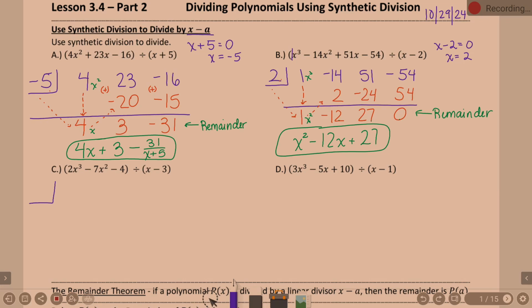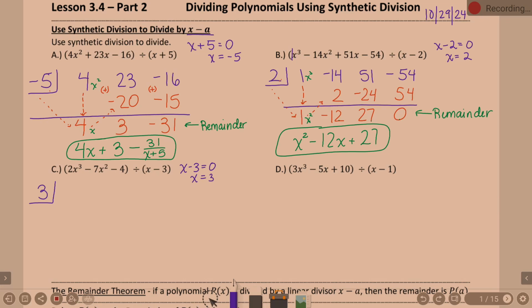What goes in the box? 3. 3 goes in the box, yes? Because it's from this form, x minus a. Or just think of it as solving for x. So we're going to use 3. We're going to have to put one row of 0x.